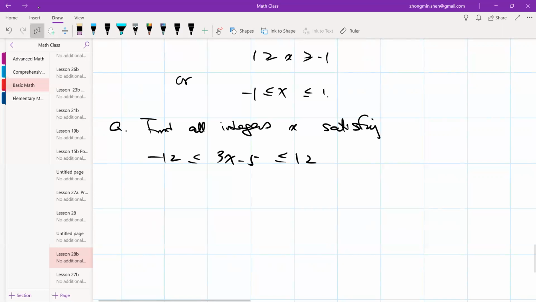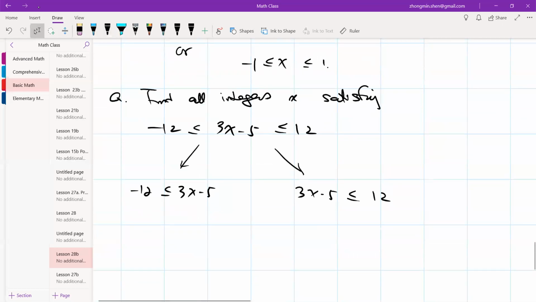Yeah, you have to determine all the integers, right? So you can separate into two inequalities, -12 less than or equal to 3x minus 5, and 3x minus 5 less than or equal to 12. But after a while, you probably can do the same. You don't need to repeat it, right? You put the "and" here. Both must hold at the same time.